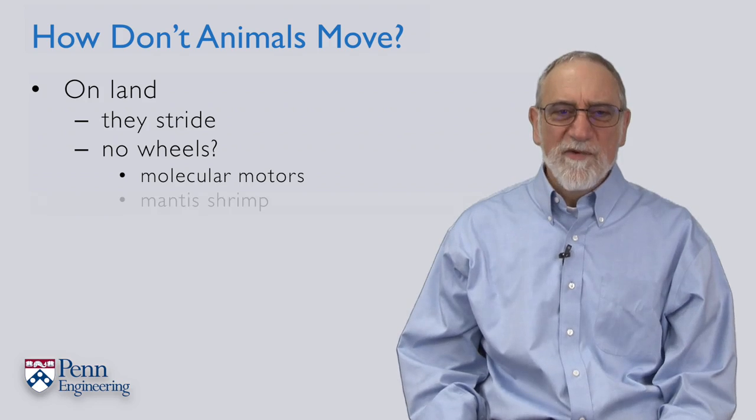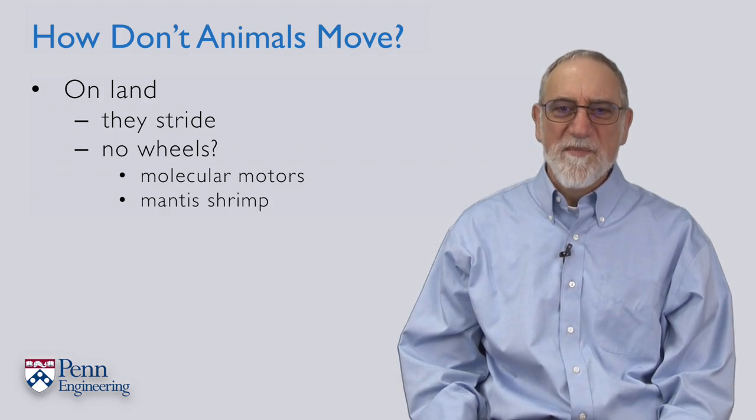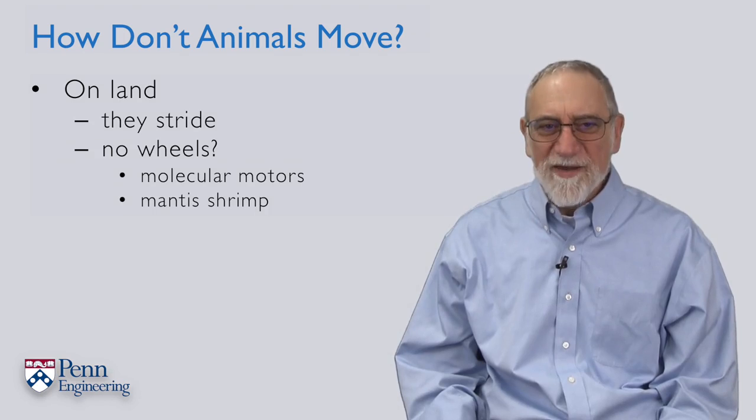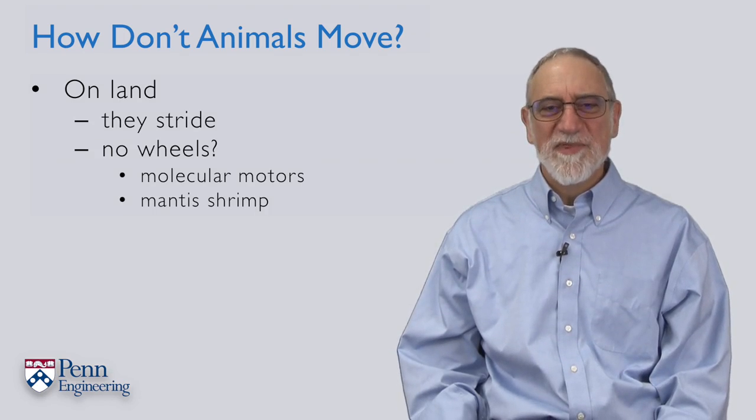Here's a marvelous stomatopod called the mantis shrimp. This stomatopod was investigated 20 years ago, 25 years ago by my good friend and colleague Bob Full and his collaborators, and what they discovered was that this animal rolls itself up into a ball, really into a disc, and it rolls along the beach as a disc-like wheel. But there are very, very few animals that move in this manner.